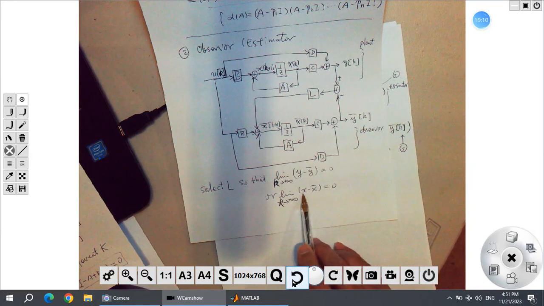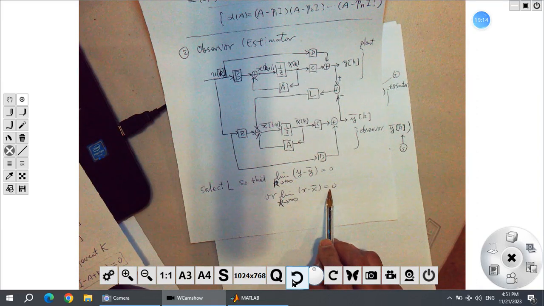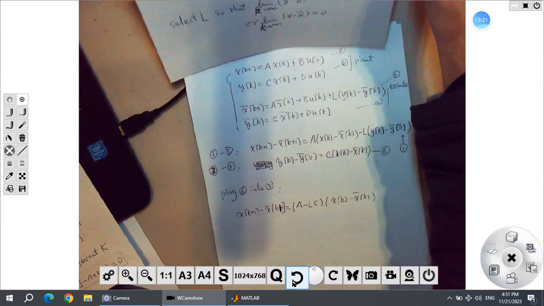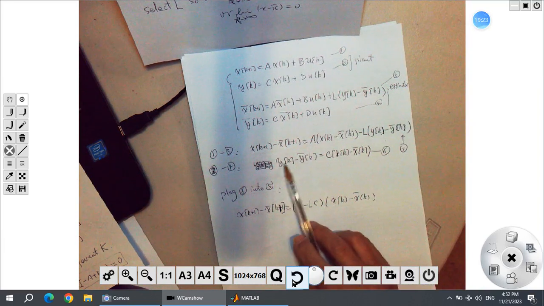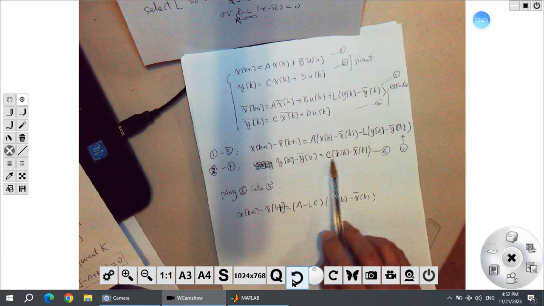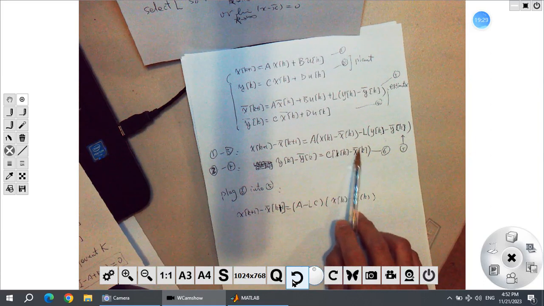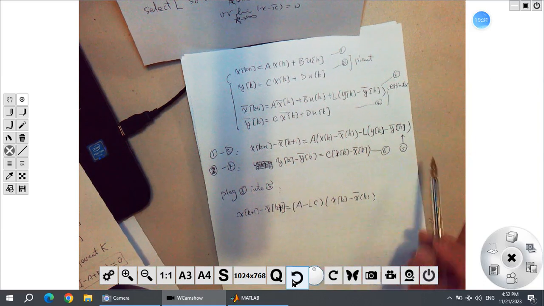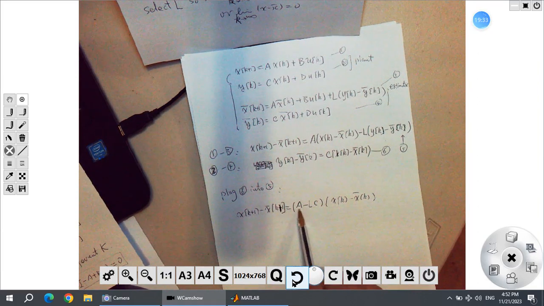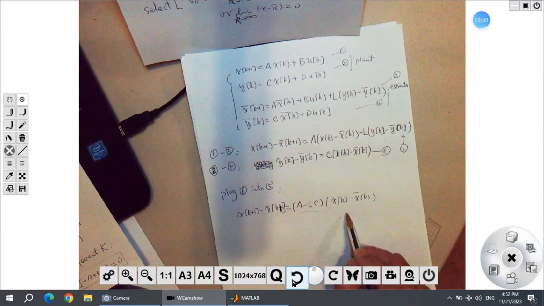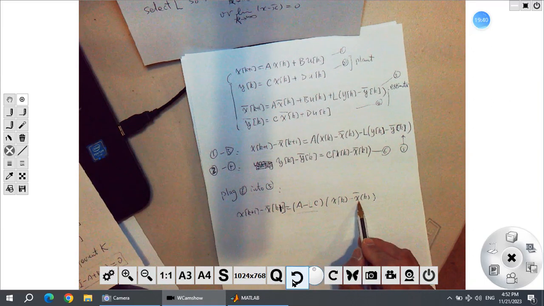And actually, if the limit of x minus x bar goes to 0, then the limit of y minus y bar is also 0, right? Because y difference is L times this, the difference in y is C times the difference in x. So x difference tends to 0, this term tends to 0, then this one also tends to 0. So the thing is we need to select the poles based on this one, to make x minus x bar tend to 0.